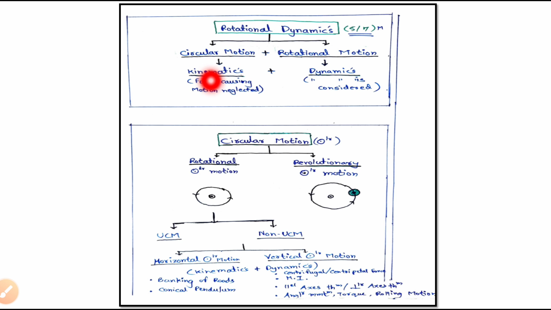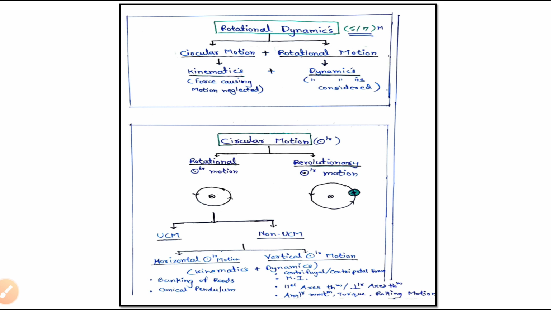As I said earlier, this topic was named as circular motion and rotational motion, individual topics. They have been merged together to form a single topic named rotational dynamics. The difference between kinematics and dynamics is that when we consider any motion and also consider the cause behind that motion, that is the force which is responsible for that motion, then that study of motion is dynamics, the dynamical study.